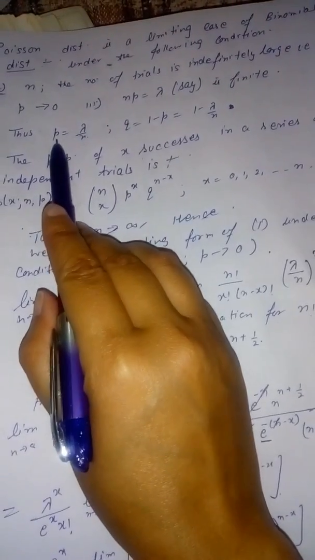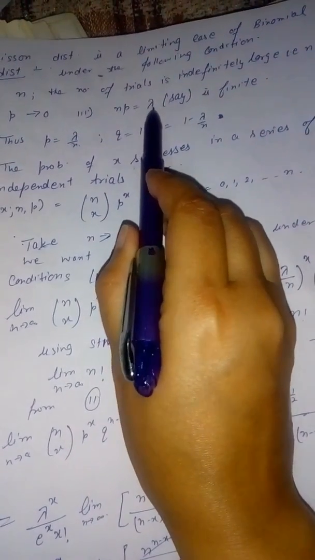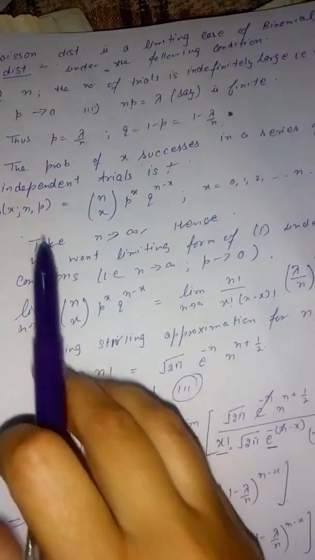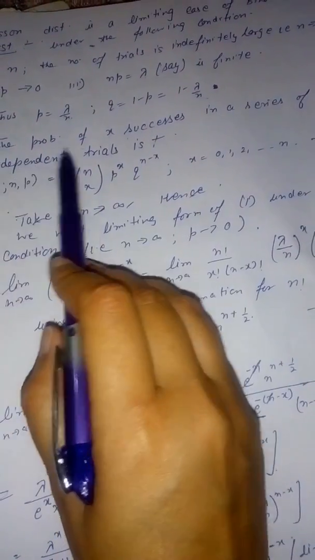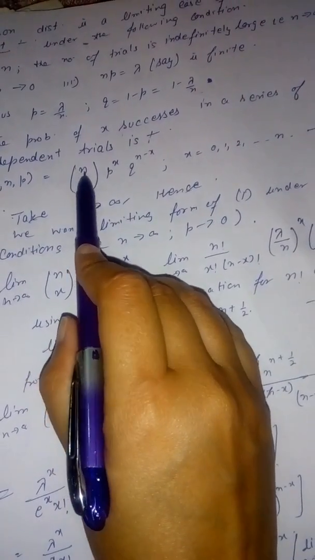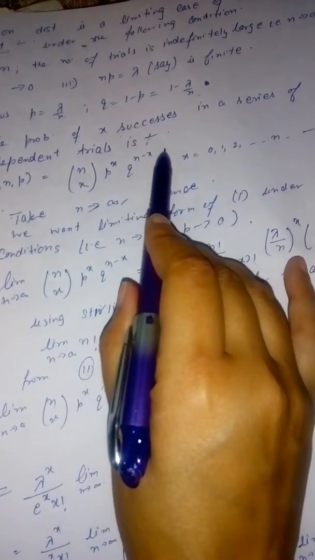So from np equals lambda, p equals lambda by n, and q equals 1 minus p, which is 1 minus lambda by n. In the binomial distribution, x is the number of successes out of the n trials. So the probability mass function of the binomial distribution is nCx p to the power x, q to the power n minus x. We take limits n approaching infinity and p approaching 0 on this binomial distribution.